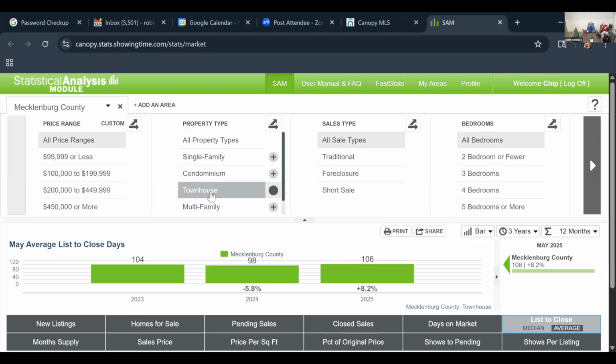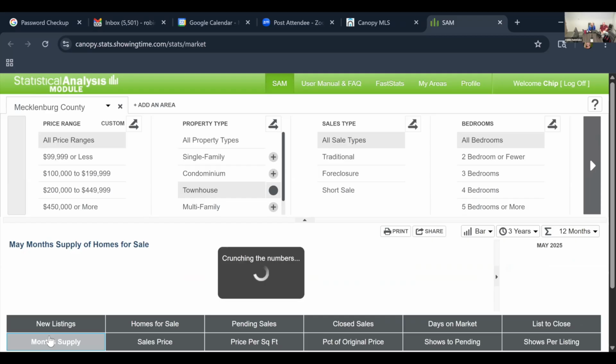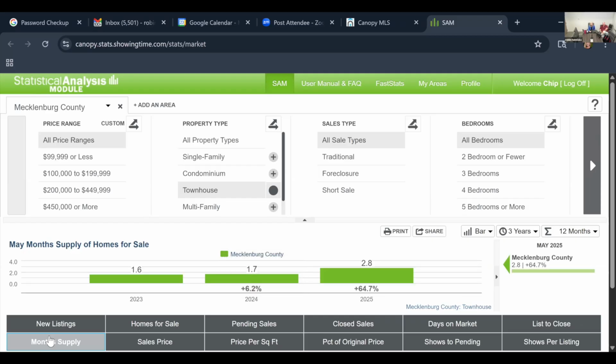So now to Sharon's point, let's go down and look at months of supply. I think going back to what Sharon said too, they would have settled maybe for a townhome when there wasn't as much supply. Great point, Sharon. So let's go look at townhouse months of supply. Leads us into the next conversation. Wow, 64, almost 65% increase in the amount of townhomes that are available compared to last year.